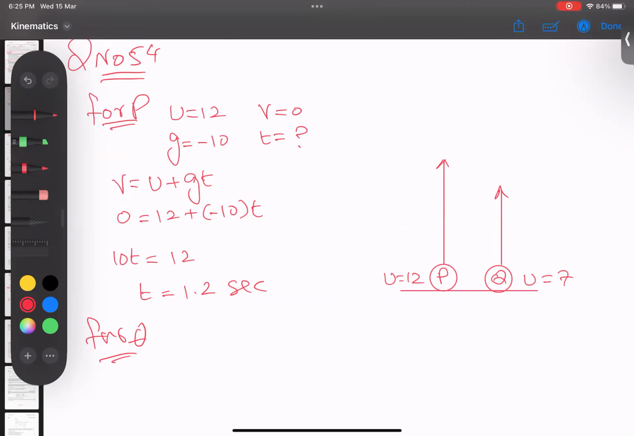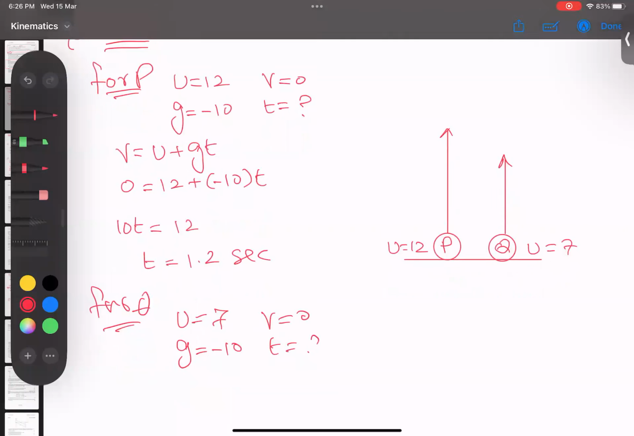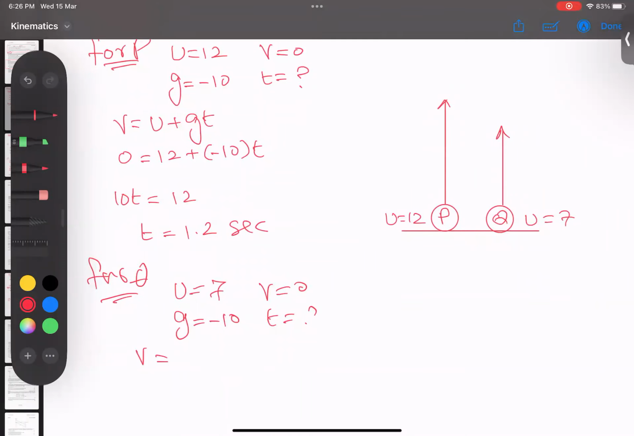So for Q, what is the situation we have? Same story. Starting speed 7, ending speed 0, gravity acting upward is -10, and time is the question. Let's see how much time it will take to reach the top. Starting speed 7, ending speed 0, gravity -10, and t. So I get the time as 0.7 seconds.